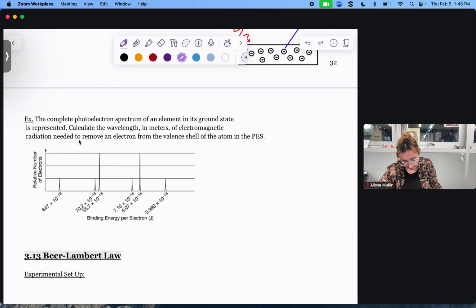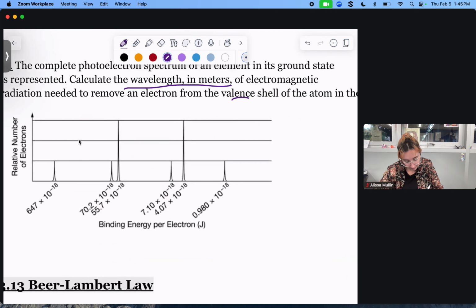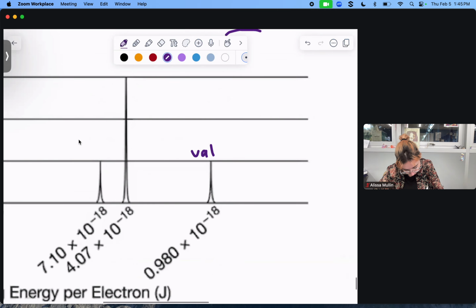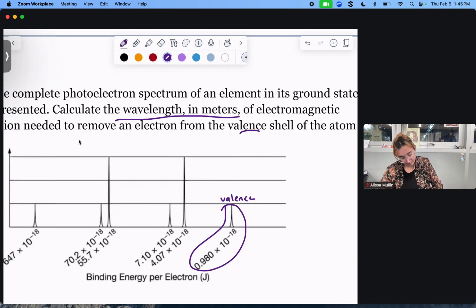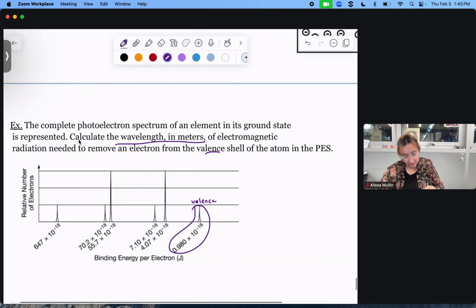PES spectrum of an element in its ground state. Calculate the wavelength of the energy needed to remove a valence electron. So hopefully we'd all be able to recognize this one's the valence. And it says here that our binding energy for the valence is that. So I have energy, binding energy, and I want to make it into wavelength. So think of an equation that could do that.